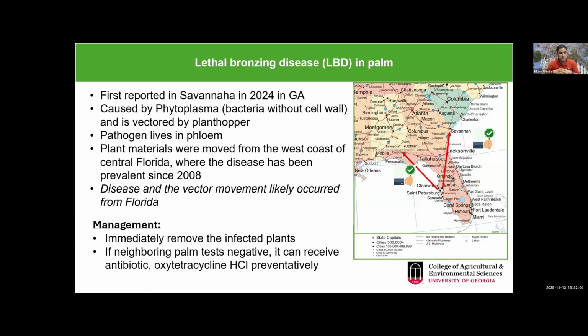So for the management, I would say we have to immediately remove the infected plants if they test positive. And if the neighboring palms test negative, then you can provide the antibiotic oxytetracycline preventatively to manage the disease, and it has to be applied quarterly, or every 3 to 4 months.